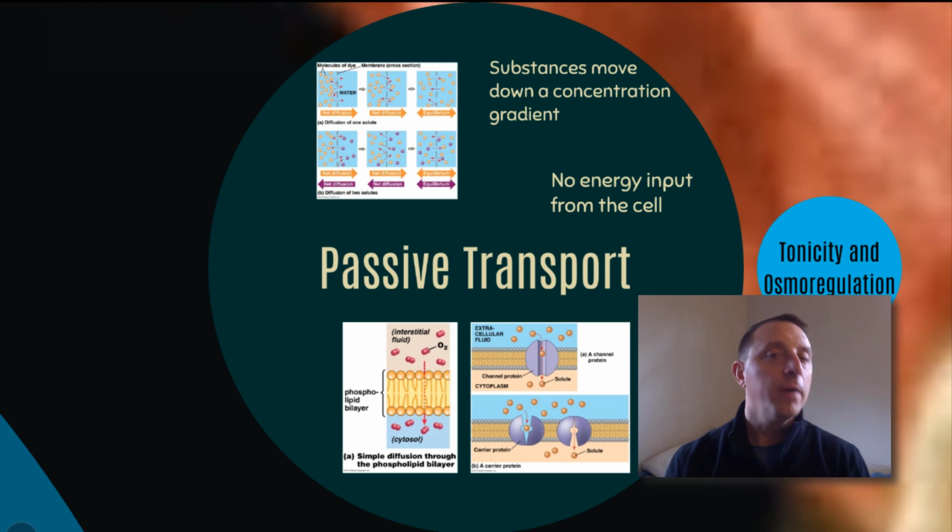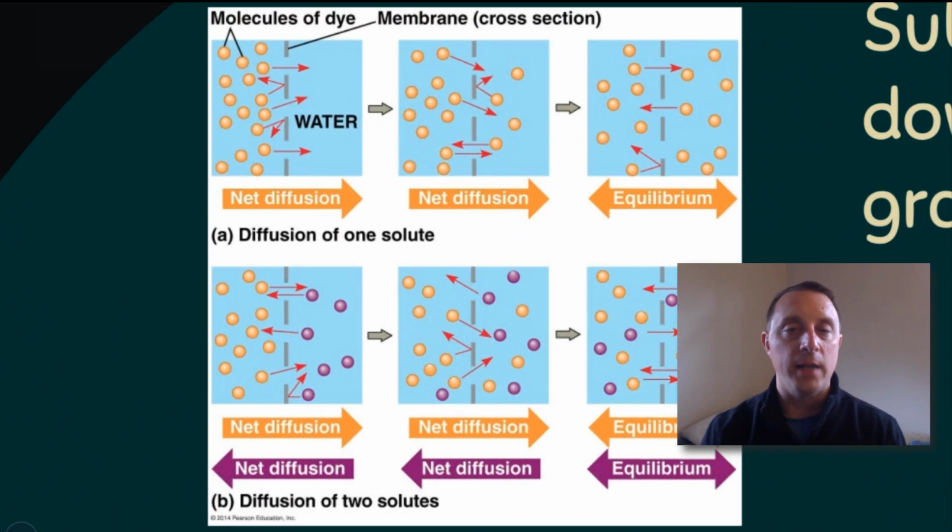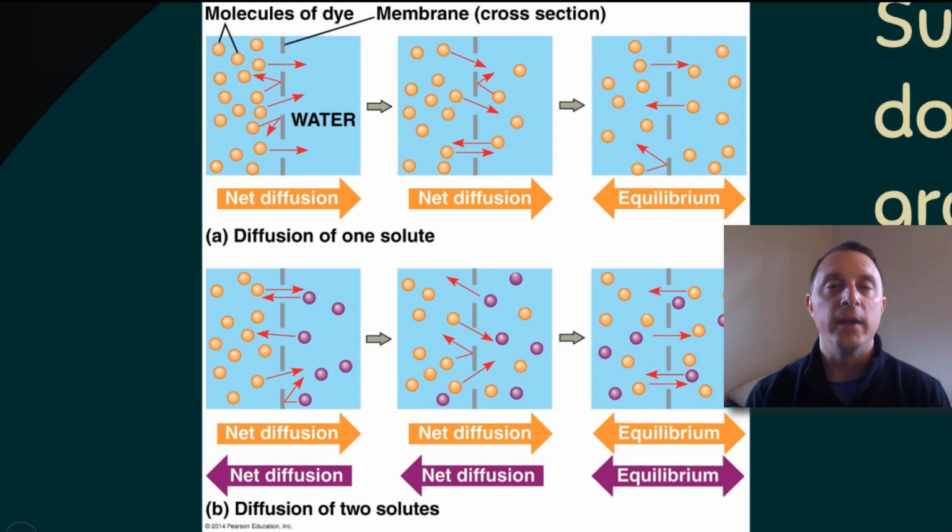So when we talk about transport, we have two different types, passive transport and active transport. So we'll start here with passive transport, and this is substances moving down a concentration gradient, right? Moving from an area of high concentration to an area of low concentration. And this is just due to the random movement of the molecules.